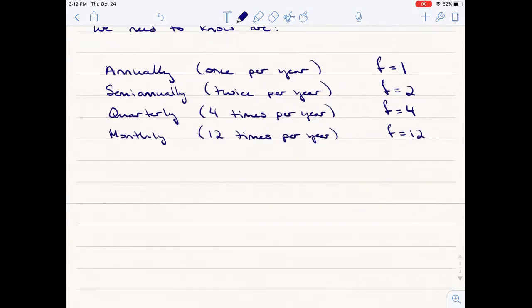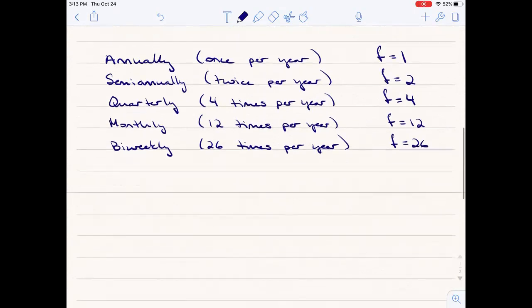Bi-weekly is the one that gets a lot of people. Bi-weekly, you just need to remember, is 26 times per year because it's every 2 weeks, right? And so F is 26. That one's kind of a sneak attack for many.